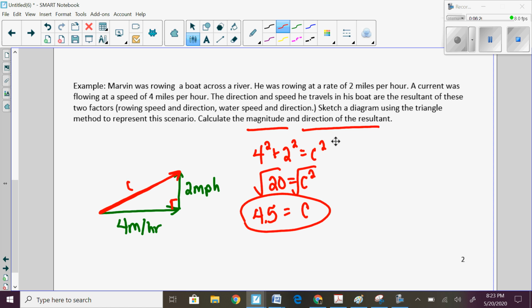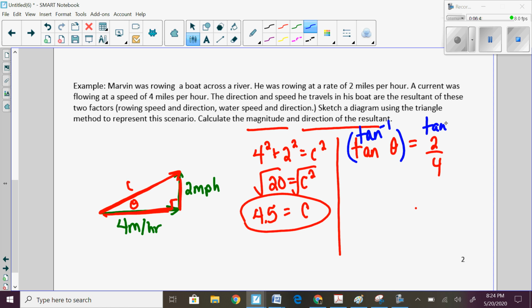Second thing we can do here is we can find out the angle that Marvin's going to travel at. So what we can do is, because we have opposite and adjacent, we can take the tangent of theta, which equals 2 over 4. And after this problem, we're not going to even write this part out because we're just going to do inverse tan, inverse tan. So we can say that theta equals the inverse tan of the opposite over adjacent. And if you go ahead and put that in your calculator, you'll get the angle for Marvin's travels.